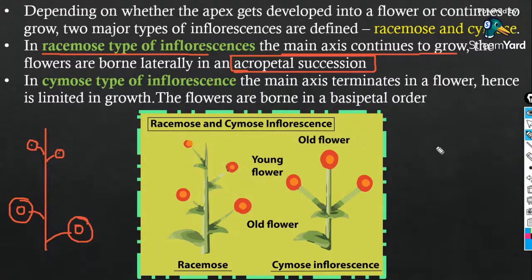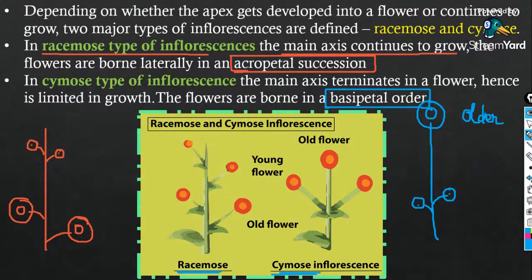Whereas in cymose inflorescence, the terminal axis will not grow further because the flower is borne on the terminal axis. Which kind of flower? The older flower is borne at the tip itself, and the younger flowers are formed towards the bottom of the plant. Such an inflorescence you would call cymose, and the earlier one is racemose inflorescence. This kind of arrangement is known as the basipetal order.